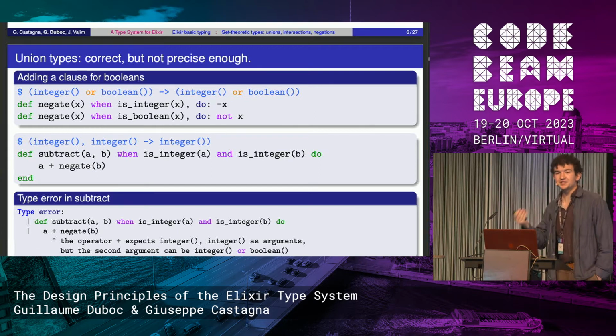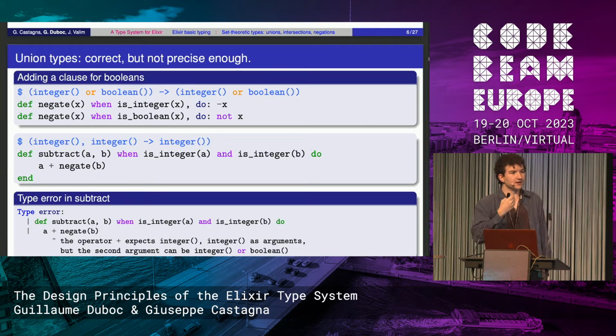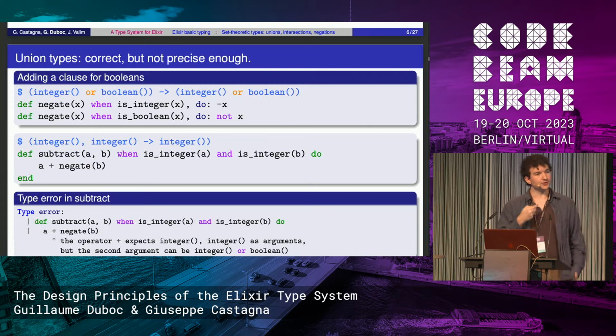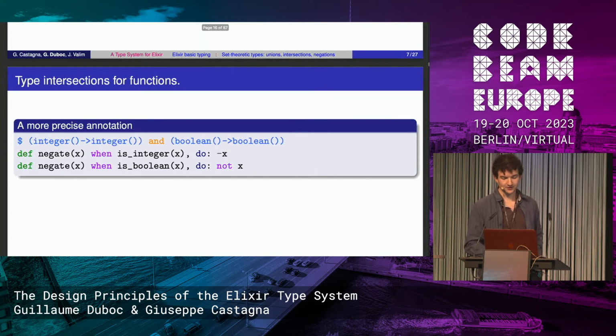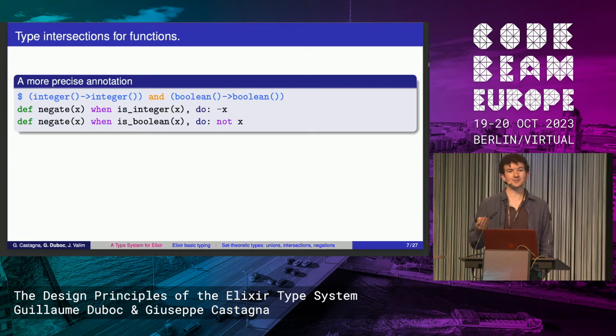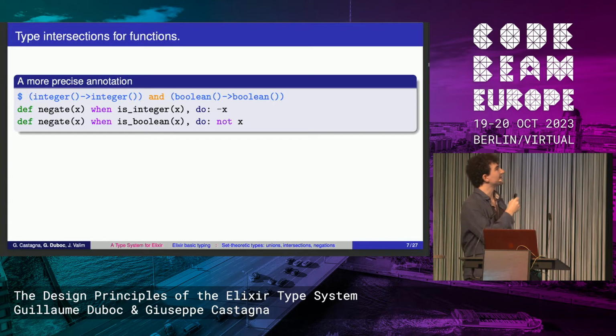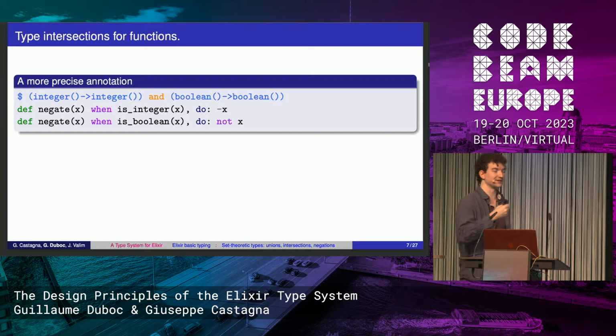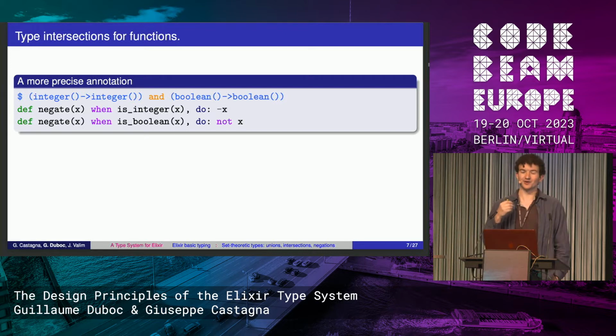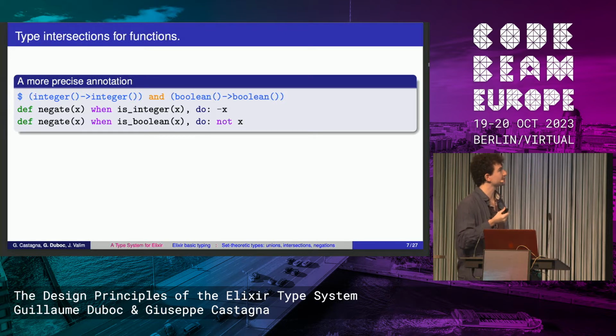So the issue here is a problem of precision of type. You'd like to be able to give a type that captures this relation between input and output. And you're going to do that using a type intersection. So this is an intersection of two function types. This type is the type of functions that, when given an integer, return an integer, and when given a boolean, return a boolean.